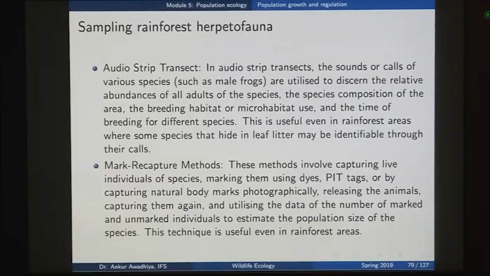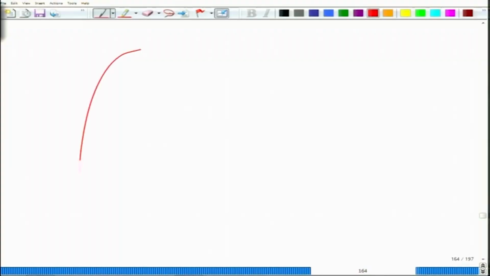Now, in audio strip transects, the sounds or calls of various species such as male frogs are utilized to discern the relative abundance of all adults of the species, the species composition of the area, the breeding habitat or microhabitat use, and the time of breeding for different species. This is even useful in rainforest areas where some species can hide in the leaf litter, but may be identified through their calls.